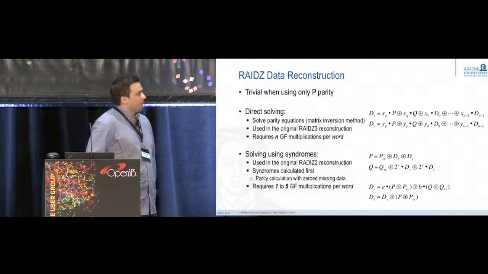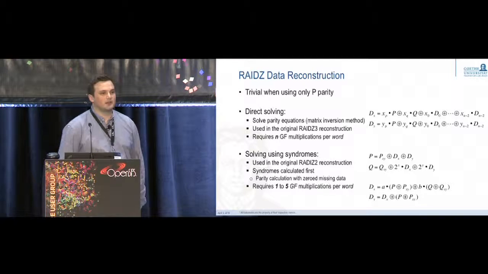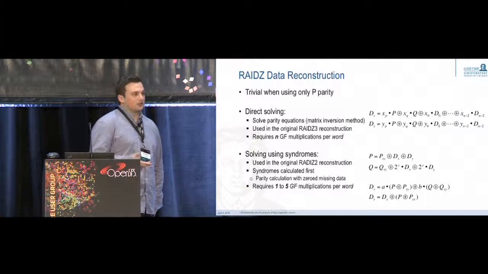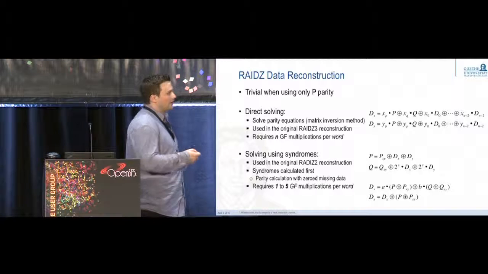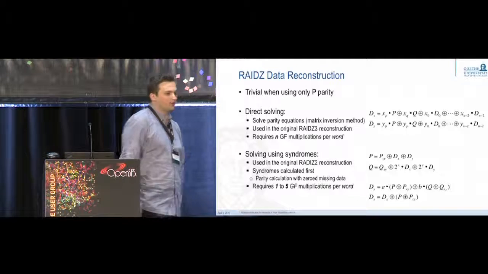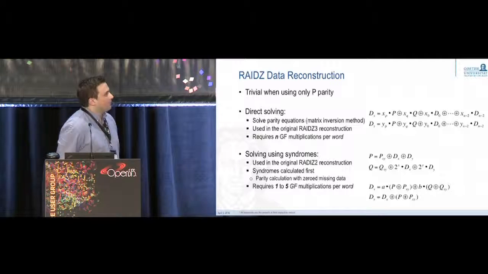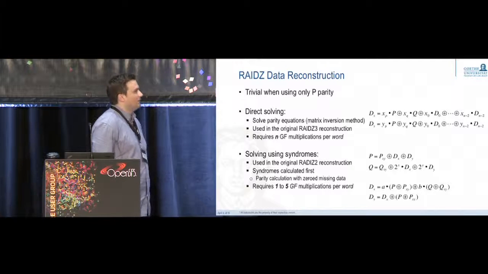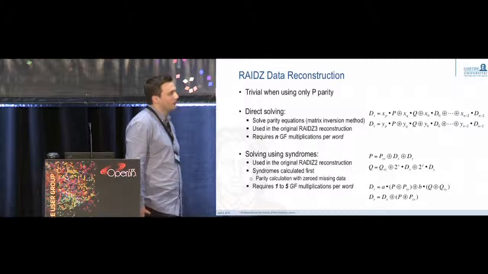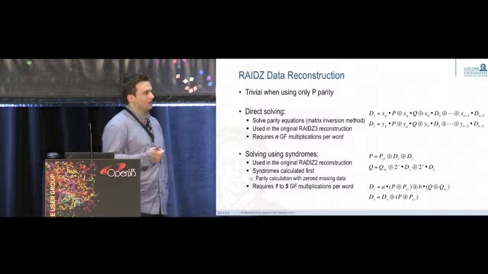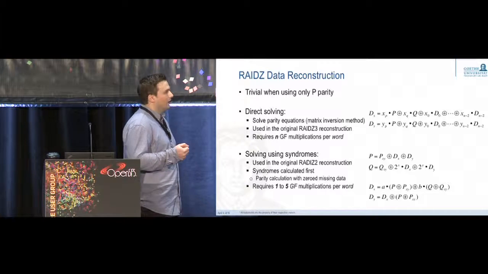For the reconstruction path, when using only P parity to reconstruct a missing data block, it's again trivial because subtraction equals addition, and it's just an XOR of all available data blocks to recover the missing data. But when we have 2 failed disks, and we need to use P and Q parity to reconstruct, there are 2 ways to solve the equations.